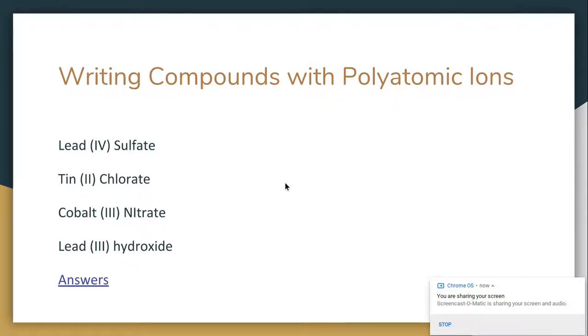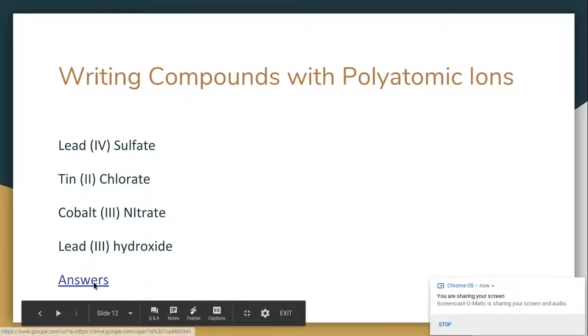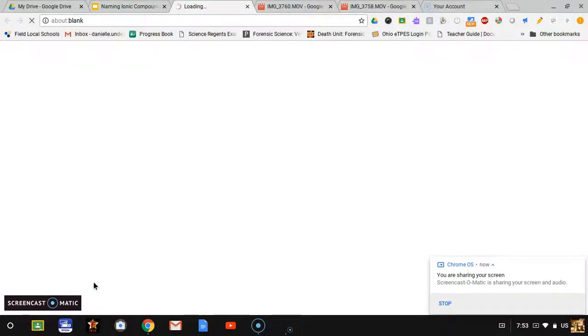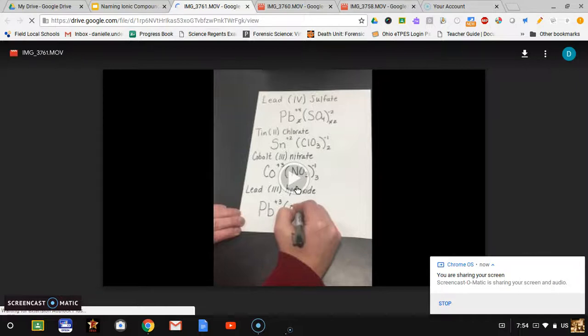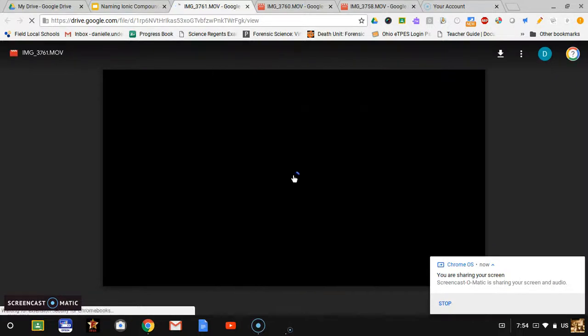Okay, let's say we're using something called a polyatomic ion. You have been asked and quizzed on what your polyatomic ions are. So those should be part of your working knowledge. But here are some examples on how you name with polyatomic ions.